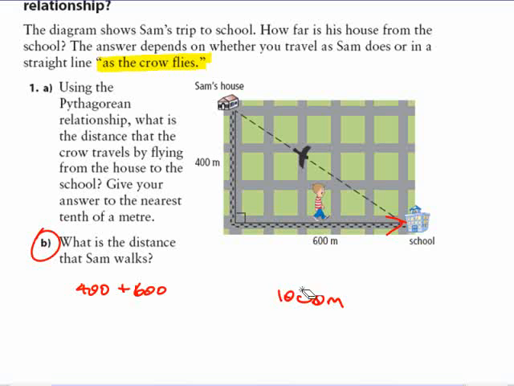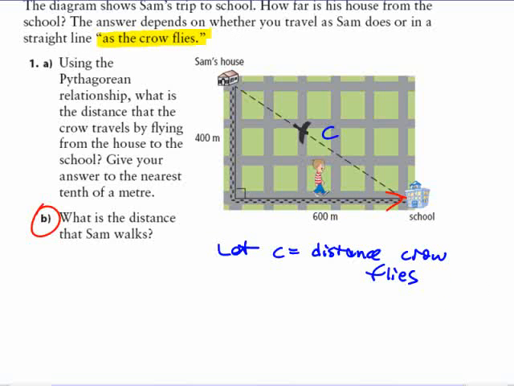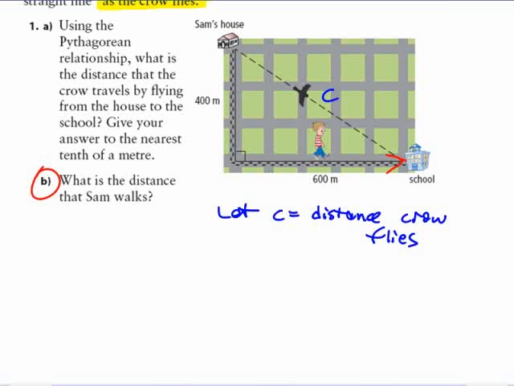If you want to find this, hopefully you're okay enough with the Pythagorean relationship. I would call this C for crow. I would say let C equal distance crow flies. If you didn't do this, you should probably write it down, right? I would say that that's the distance that the crow flies. I want you to start by writing a Pythagorean relationship for this triangle.